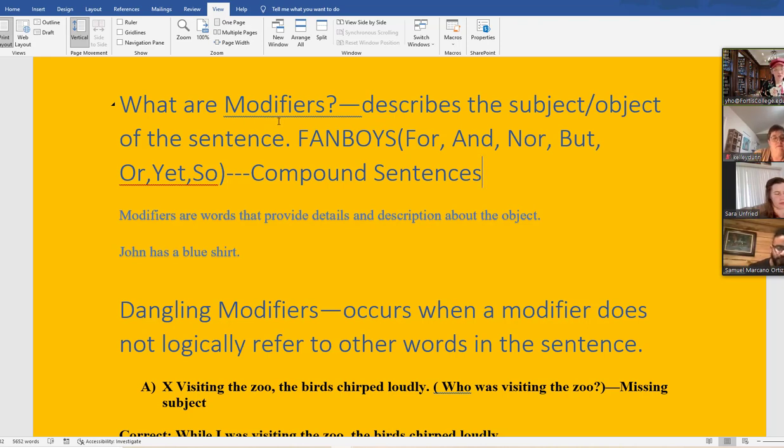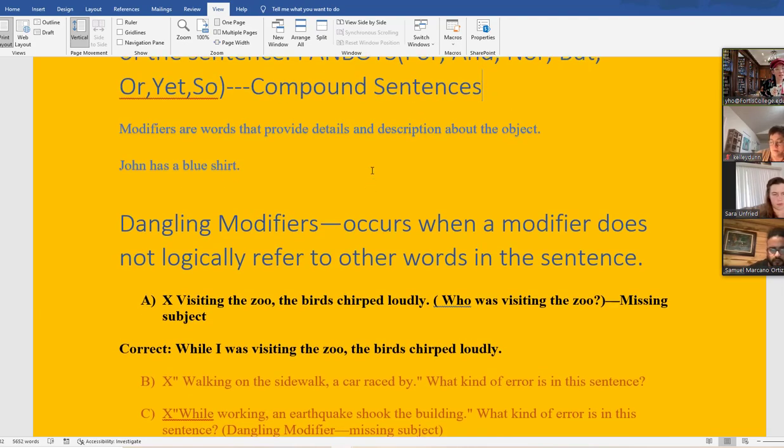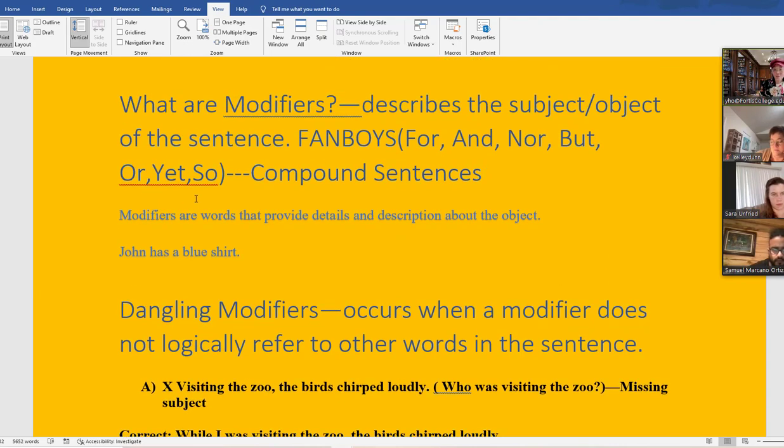So this is the last part of today's lesson. What are modifiers? Modifiers are words that provide details and descriptions about the object. Here, blue is a modifier that describes the shirt, an adjective. So a modifier is an adjective clause, or a word, or a phrase that describes the noun. Does that make sense? It modifies something, yes. And then you have to know true or false: do modifiers provide details and descriptions about the object?